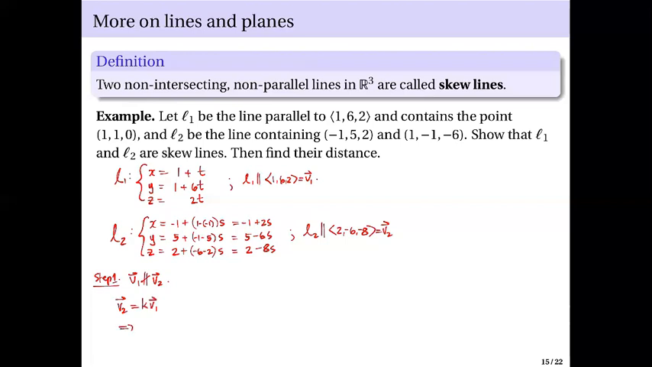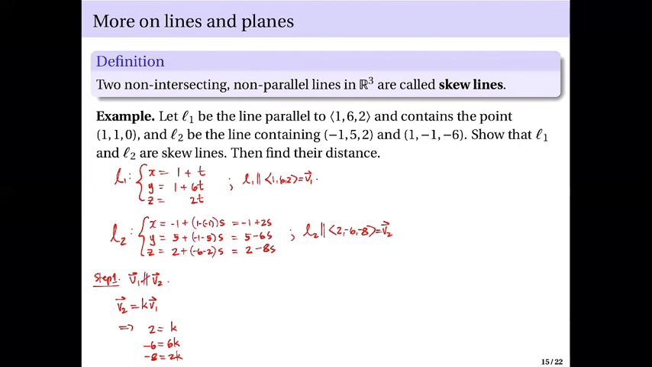This implies that your V2, it's 2 equals K times 1. And then you have negative 6 equals 6K. And then negative 8 equals 2K. So 2 equals K times 1. The negative 6 equals 6 times K. The negative 8 equals 2K.